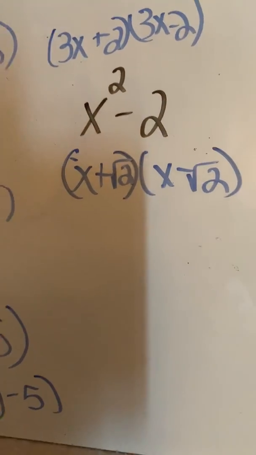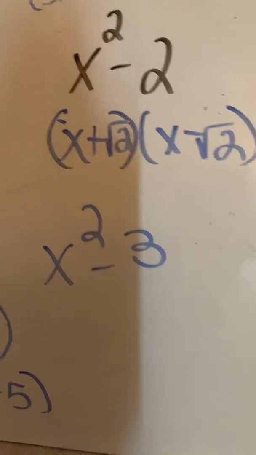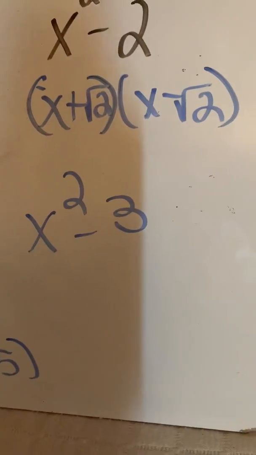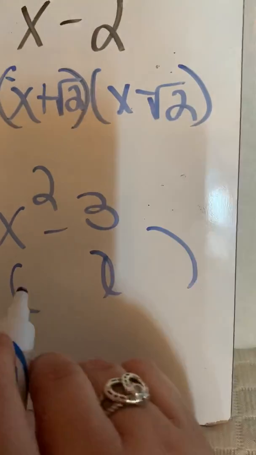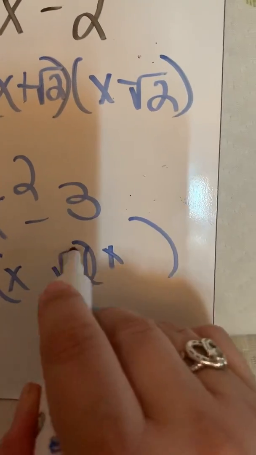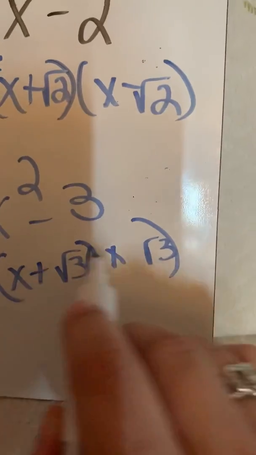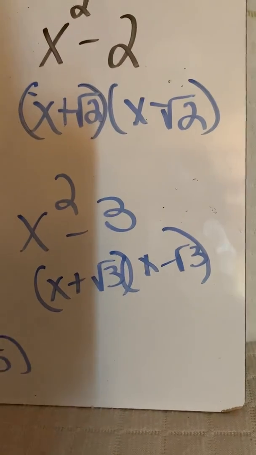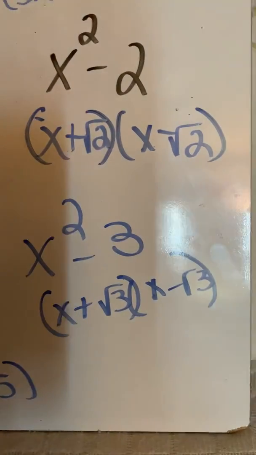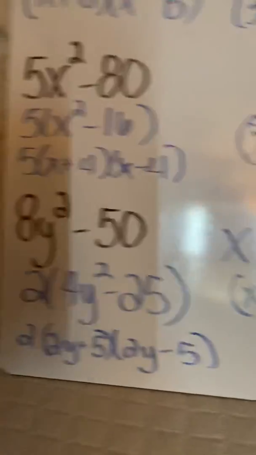Okay, let's do another one. X squared minus 3. Again, not perfect squares, but when you factor it, we're going to have an x, root 3, throw in a plus, minus, factored. So there is your difference of squares binomials.